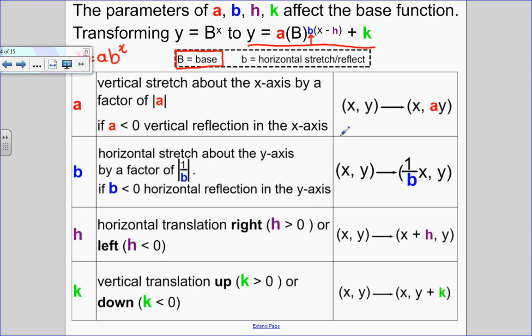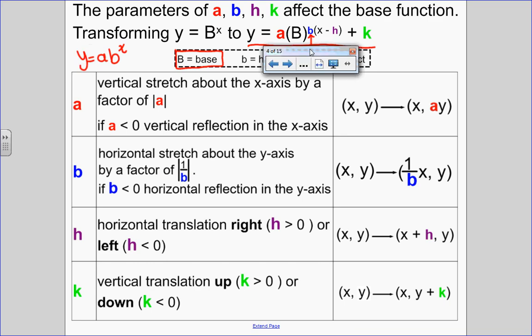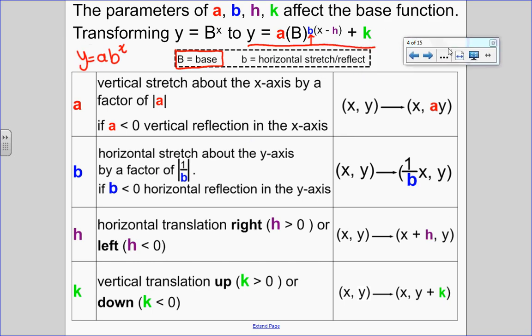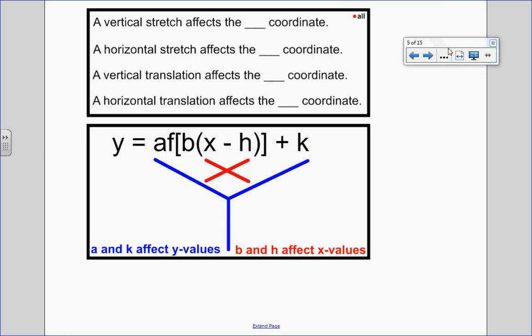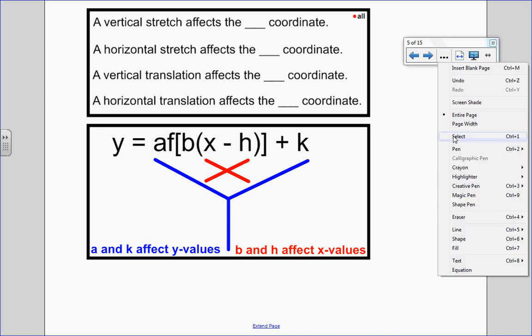So here I have, and this is the same chart we do for every single chapter, just a little review of chapter 1. Okay, what I want you to remember again is the horizontal factors lie. So horizontal stretch lies and horizontal translation lies. Be aware of that.